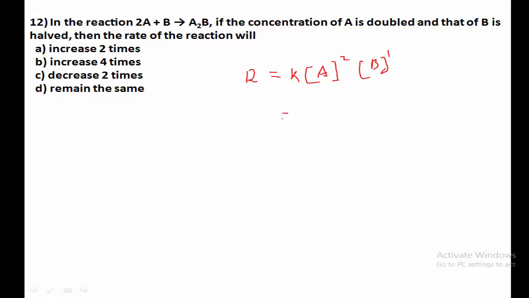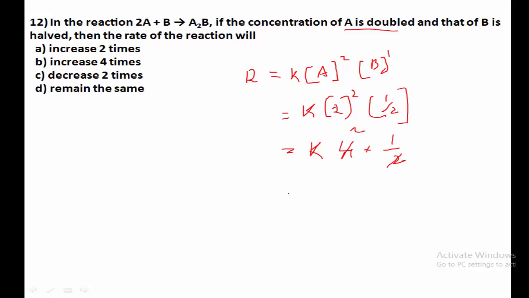Now, here, if the concentration of A is doubled, they have given A is doubled, means K into A is doubled, that is 2. I will write 2 square. Okay, B is halved, 1 by 2, because it is half. Now what it becomes? K, 2 square, that becomes 4, 1 divided by 2. Okay, now how much you will get? 2 ones are 2, 2s are. So R becomes equal to 2K. So the rate of reaction increases 2 times. So what is the answer? Option A, that shows the rate of reaction increases 2 times.